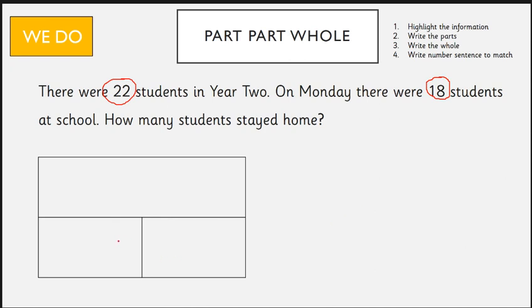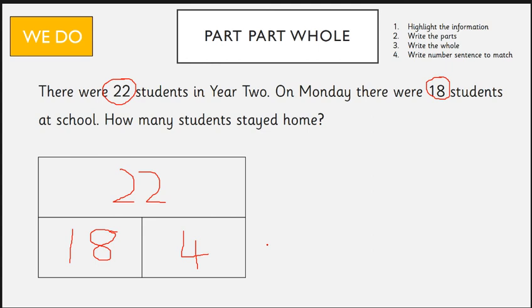We now need to write the parts. There were 22 students in year 2. On Monday, there were 18 students at school. How many students stayed home? This is a takeaway problem. So we've got 18 as a part. We are missing a part. And my whole number is 22. Can you figure out what my missing part is? Let's count on together. 18, 19, 20, 21, 22. There are 4 students that stayed home.